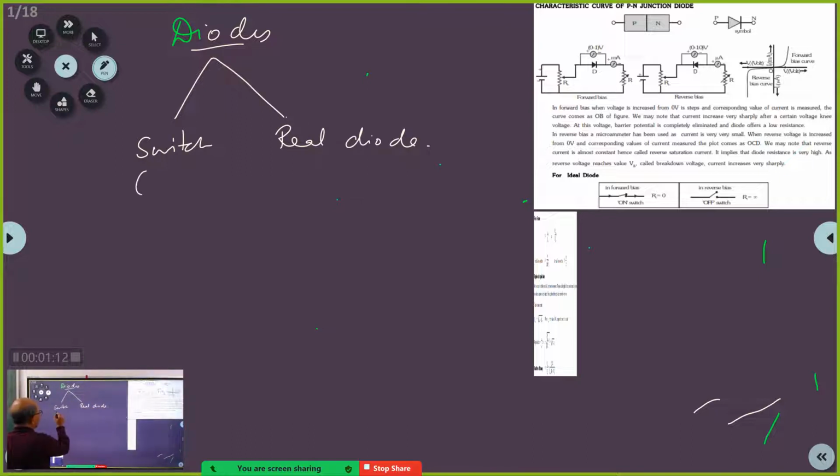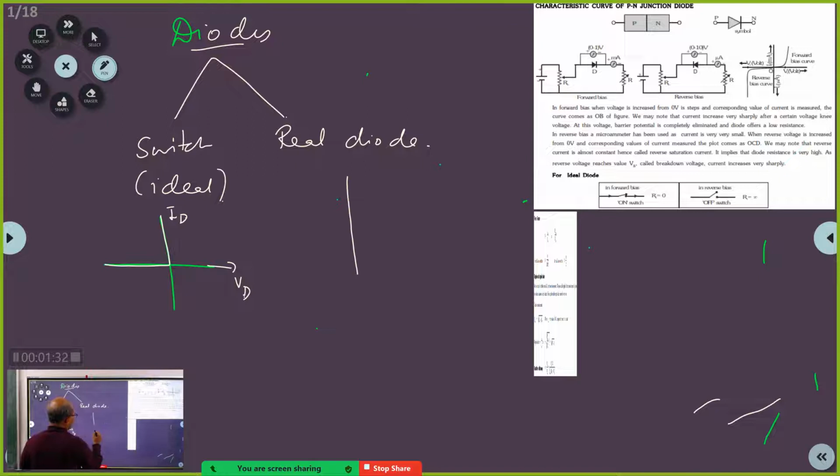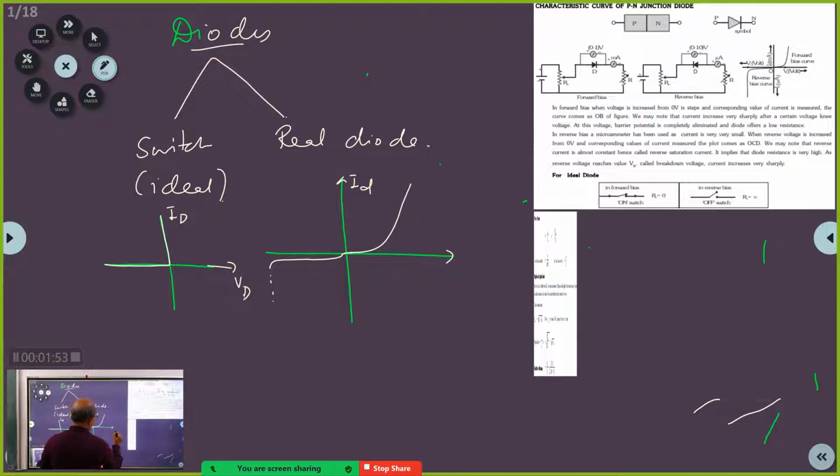Switch means you use it as an ideal diode, and for the ideal diode, the characteristic is like this. That is, diode current ID versus VD is going to be like this. But as far as the real diode is concerned, the characteristic, as you have seen in the last class, will be like this. This will be the diode characteristic. I suppose this is clear to you, correct?